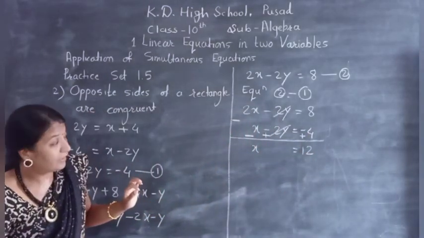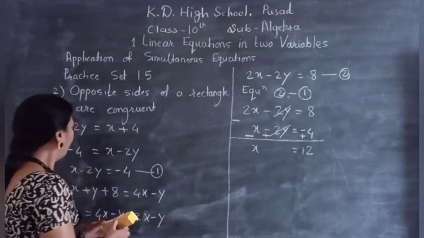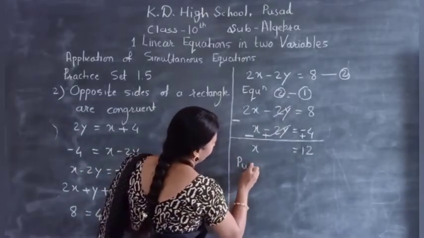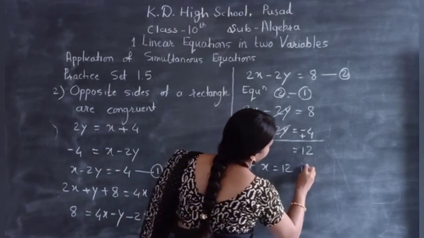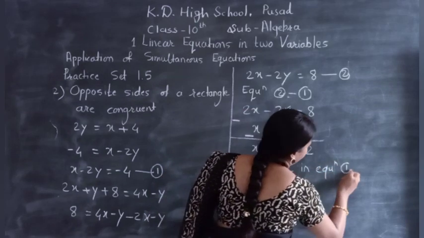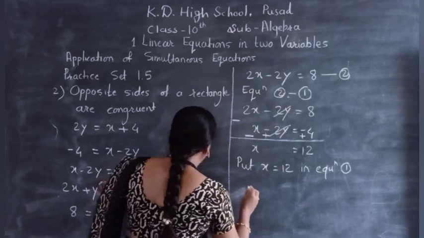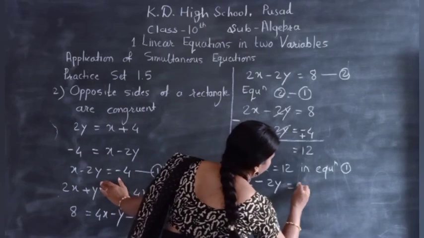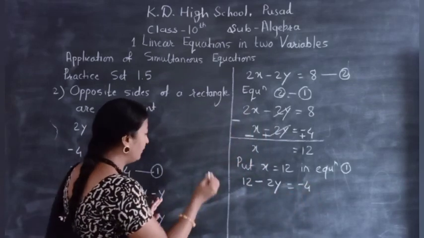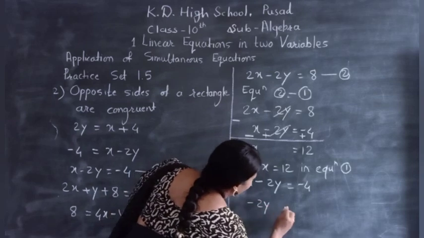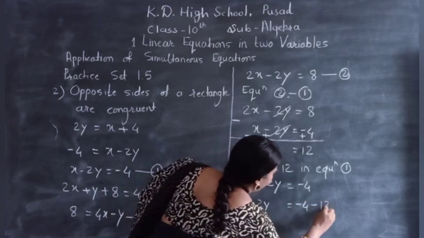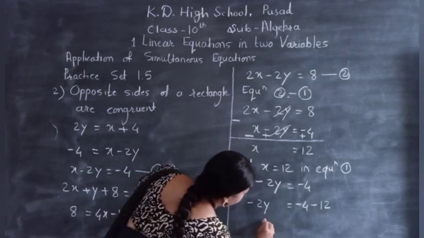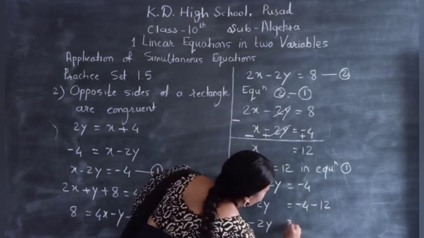Here we get the value of x. Now find out the value of y. Put this value of x in equation 1. Put x is equal to 12 in equation 1. Now that is 12 minus 2y is equal to negative 4. Now see here, minus 2y is equal to negative 4 minus 12. So minus 2y is equal to minus 16.